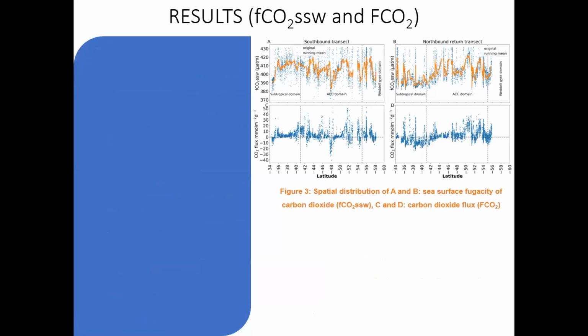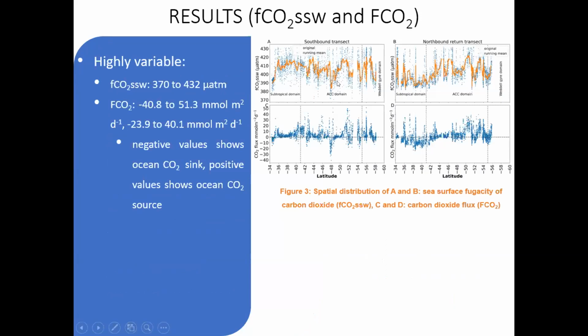So I have the results. Here we have the distribution of the sea surface carbon dioxide in the upper panel, showing high variability there. And so we decided to do a running mean to smoothen the data. We see the values ranging between 370 to 432 microatmospheres. And we see the flux distribution, that is the carbon dioxide flux distribution in the lower panel, that is C and D. We see it's ranging between the values here, negative values showing us the carbon dioxide flux into the ocean, that is what we call the ocean carbon sink, while the positive values show the carbon dioxide going from the ocean into the atmosphere, which we call the ocean carbon source.